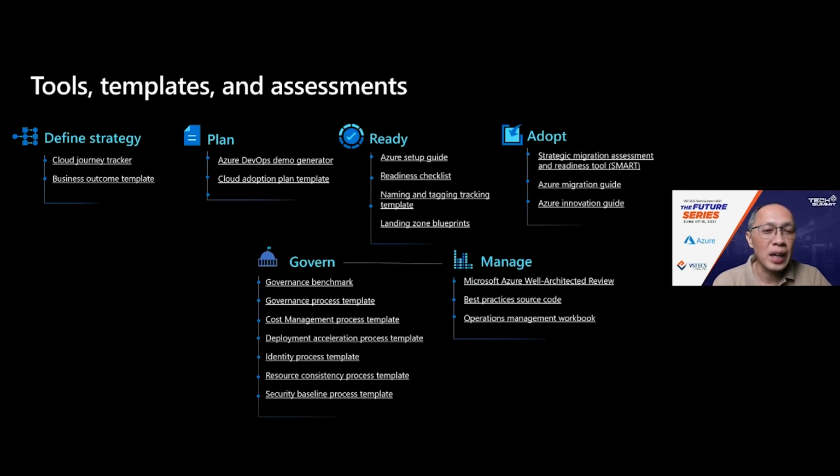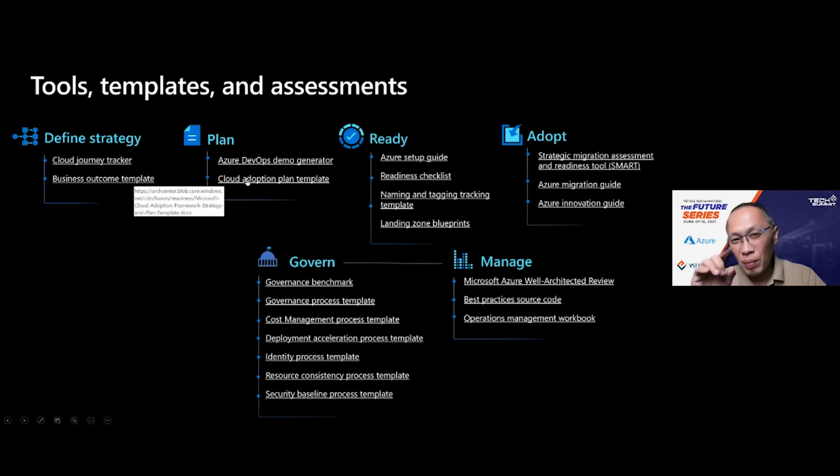The tools are here, right? For each vertical or each column module, you can click on this one. There's a cloud journey tracker, business outcome template, etc. So you can see there's templates here. There's even one called an Azure DevOps demo generator. So this is beautiful because when you build your strategy, your cloud adoption plan template, right? You can then export it into Azure DevOps.